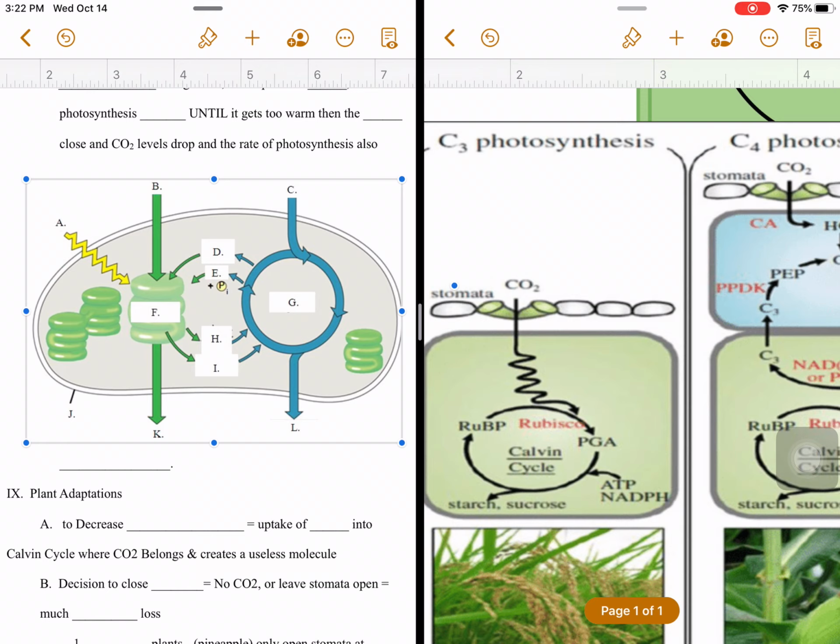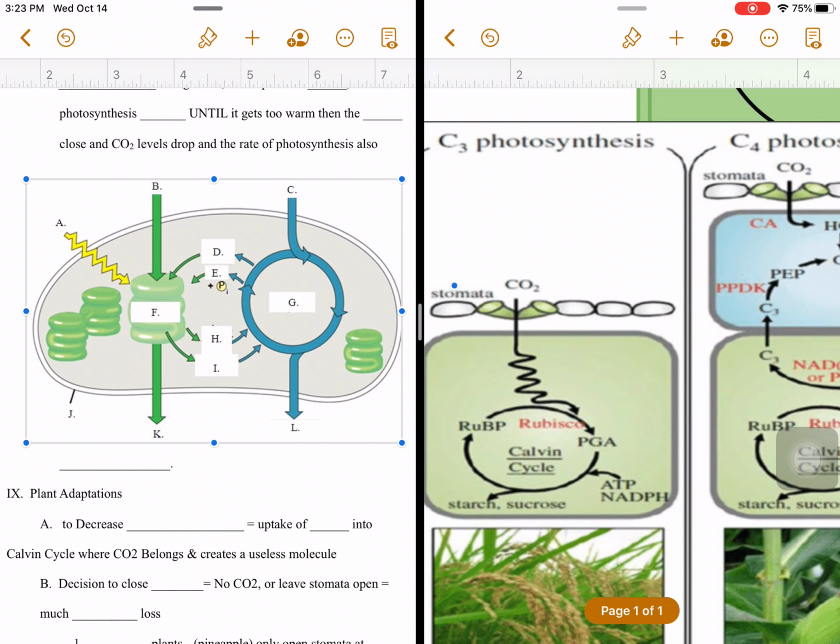So A, of course, represents sunlight. B is going to represent what's coming into the thylakoid discs, the reactant in that process, and that's your water. K is representing what water is breaking into, the waste product that's leaving, that's your oxygen. D and E are your NADP and your ADP that are coming into that electron transport chain, and they are getting changed into H and I, which are your ATP and NADPH.